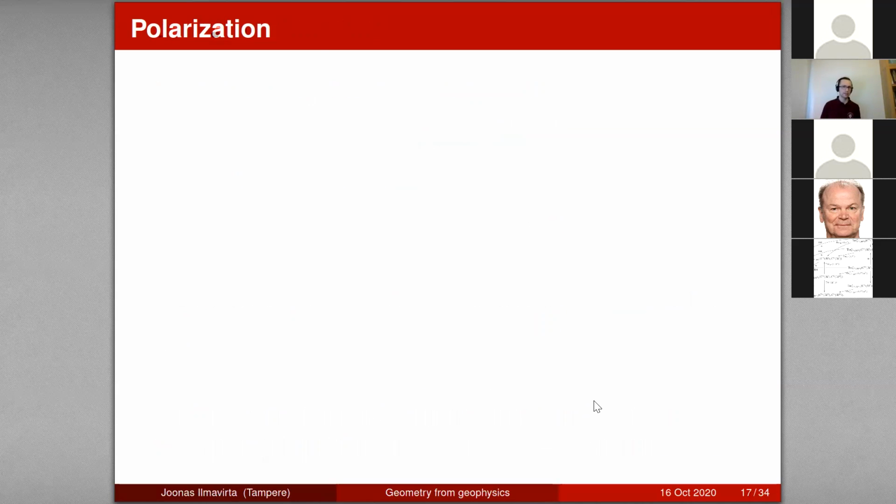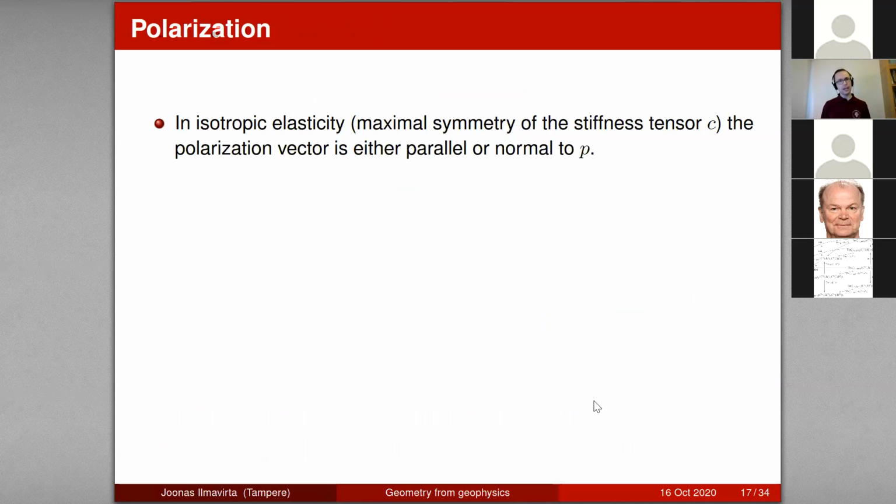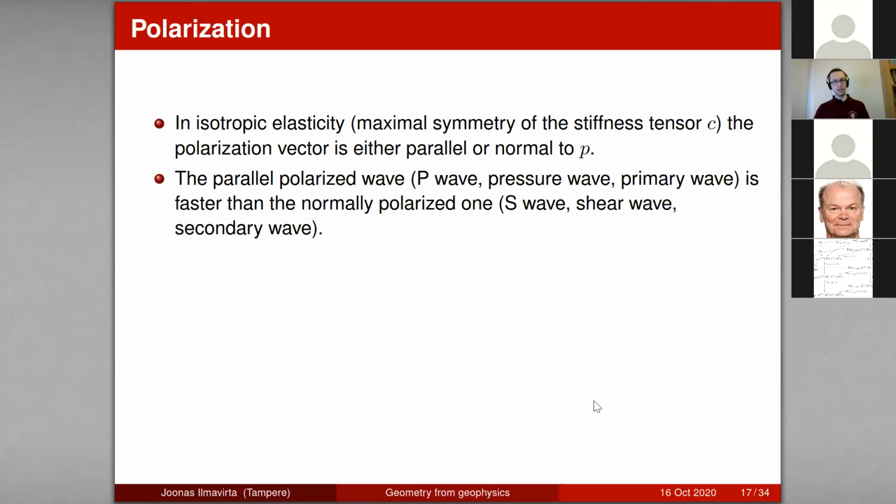Okay, so as I mentioned, this vector A was polarization. And in isotropic cases, when you have a fully symmetric stiffness tensor, then the polarization vector has two options. It has to be parallel or normal to the slowness vector P, which is the direction of propagation. So the parallel polarized wave, where the oscillation and motion are in the same direction, which is known as the P wave or the pressure wave or the primary wave, is always faster than the one where the oscillation is sideways with respect to the propagation. And those sideways waves are known as shear waves or S waves or secondary waves. So I'll be calling them just P and S.